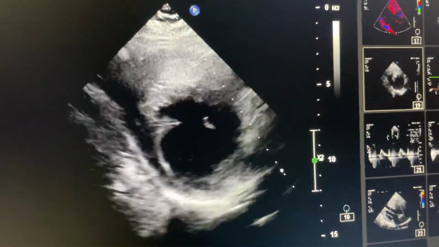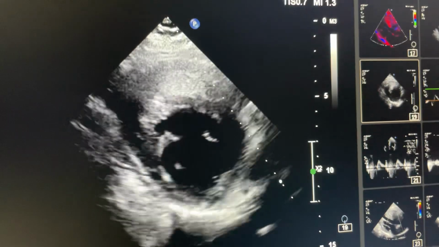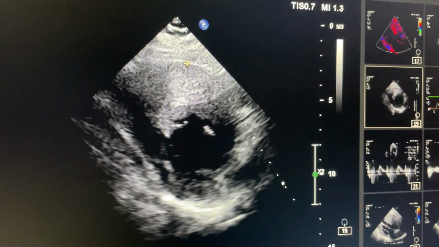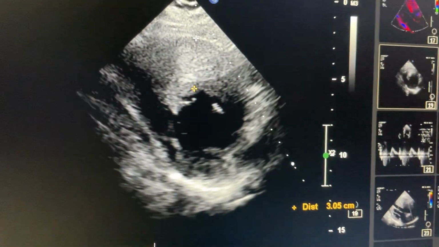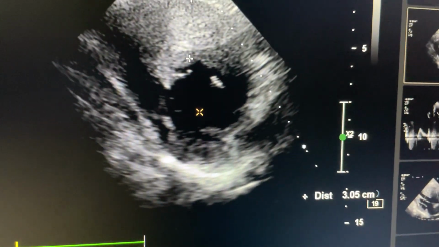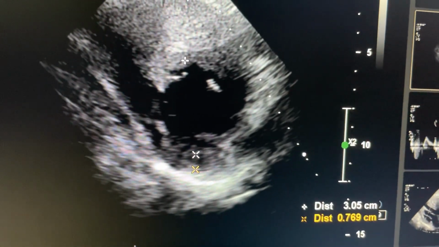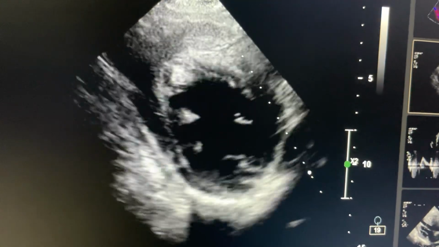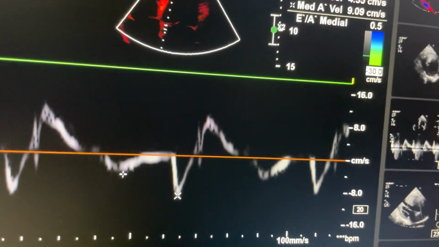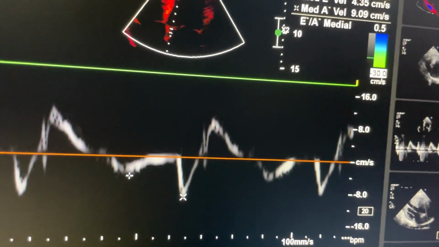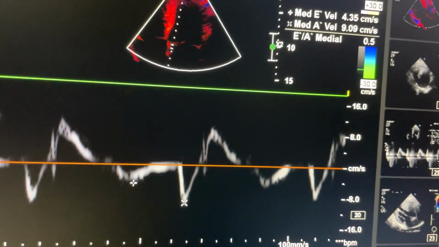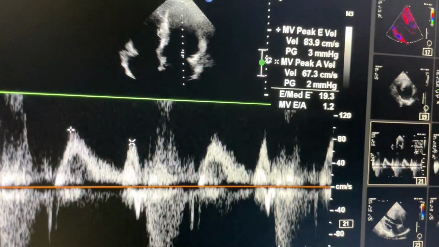This next image, you can appreciate this highly thickened septum compared to the posterior wall. Posterior wall is very less thickened. You see in this image also, this is the velocity of medial annulus. That is, velocity is also reduced in this case.